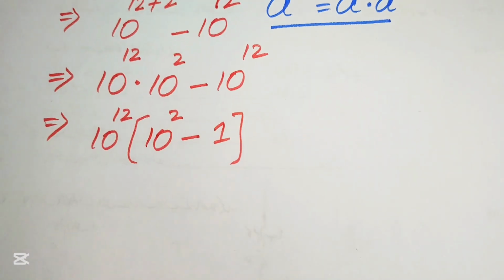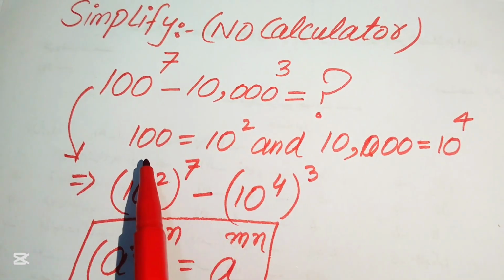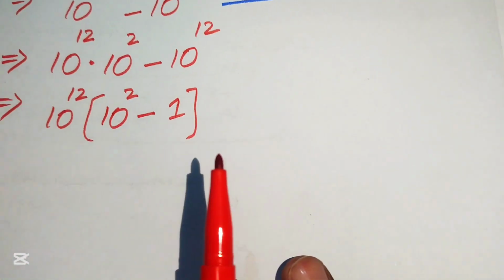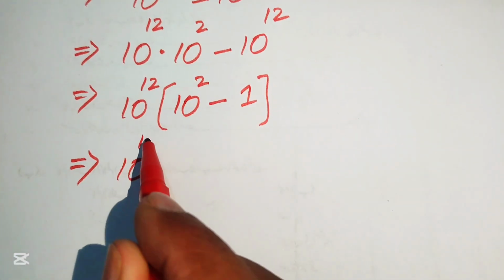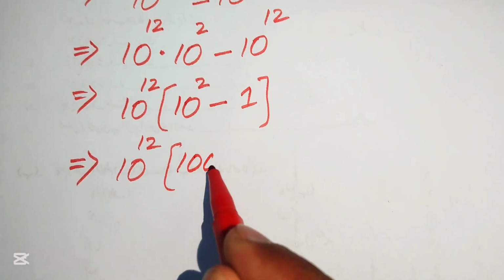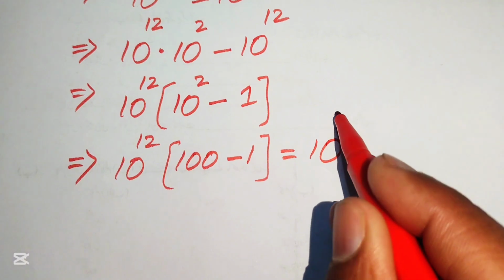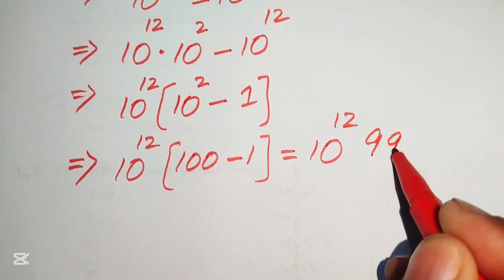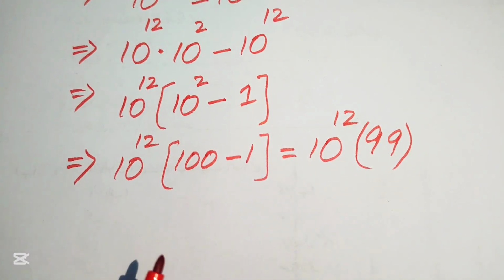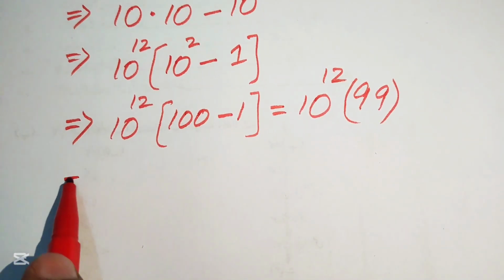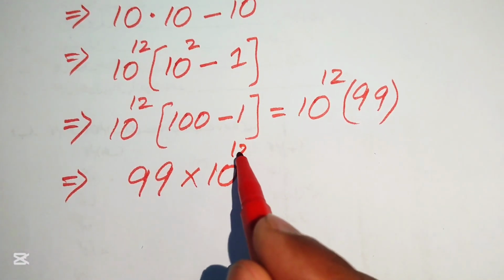Okay, so after this step, we know that 10 square equals 100. So now we replace 10 square with 100, and it will be written as 10 to the power of 12 into 100 minus 1. And we know that 100 minus 1 equals 99. Okay, so it means that now we multiply 99 by 10 to the power of 12, so we write it as 99 multiplied by 10 to the power of 12.